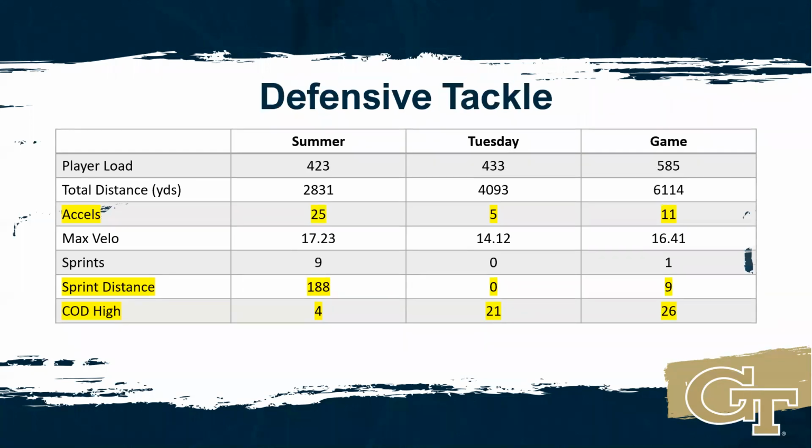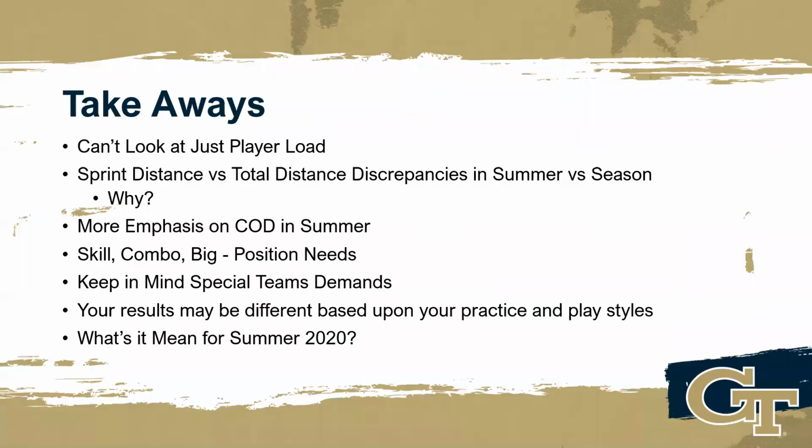And the D tackle was kind of similar. A lot of accelerations, a lot of sprinting. This is one of our more athletic D tackles, probably, if we're being honest, a little bit undersized. But the discrepancy between the amount of sprinting, acceleration, sprint distance versus the amount of change of direction was really, really intriguing, really interesting. So kind of the overall takeaways, can't just look at player load, right?